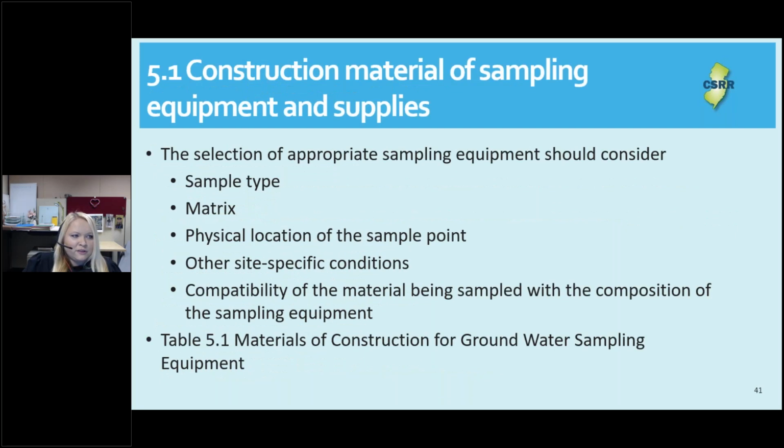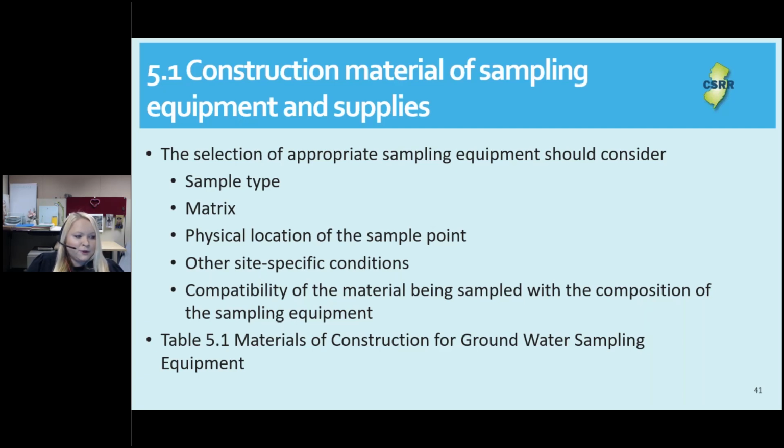The introduction of the chapter starts with construction material, sampling equipment, and supplies. The topic of tubing specifically will be discussed in Chapter 6. The considerations when selecting sampling equipment are listed here and include the type of sample, the sample matrix, where the sampling point is located, and other site conditions. In addition, sample and construction material compatibility should be considered, and more information is provided in Table 5.1 in this chapter about materials of construction. The table provides a description of construction materials, including plastics, metals, and glass, and lists compatibility with target analytes.